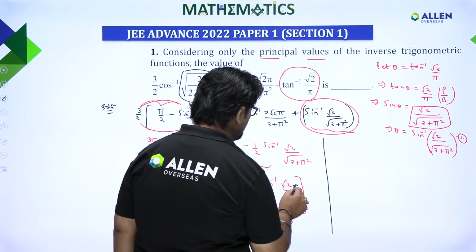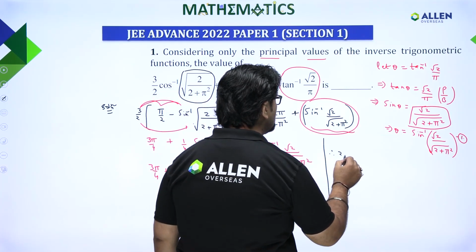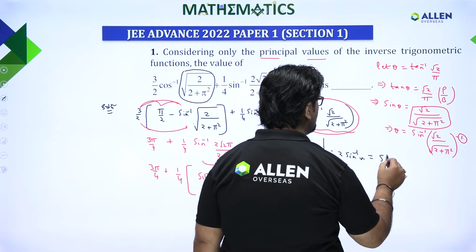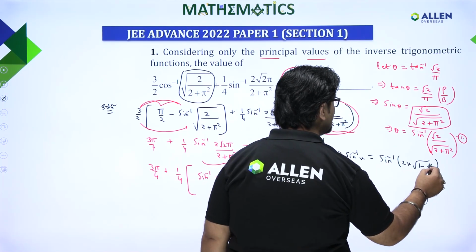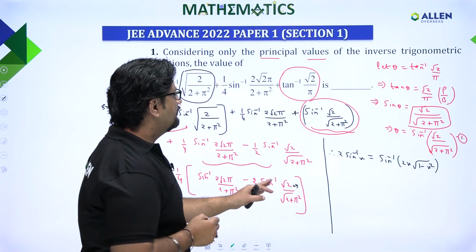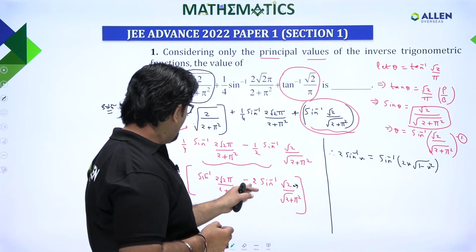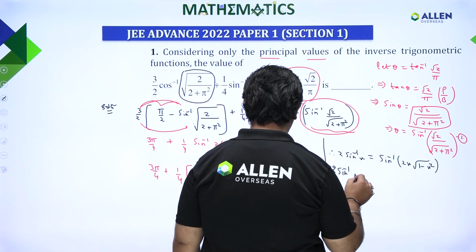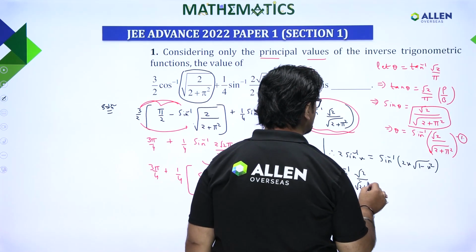Since this value is less than 1, I am using this identity of 2 sine inverse x, which is equal to, as we all know, sine inverse of 2x square root of 1 minus x square. So now instead of x, I am putting root 2 upon root of 2 plus pi square.